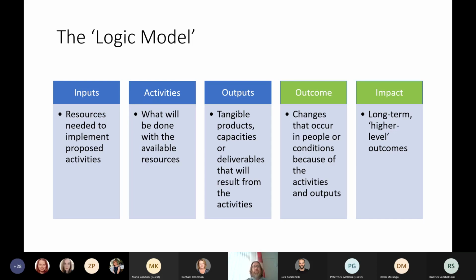So let's look at the five components of a logic model. You start with your inputs. These are the resources that you have and indeed are needed to implement your proposed project.